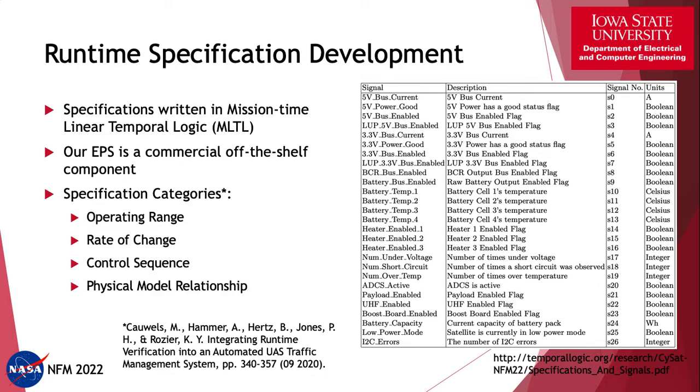To create our specifications, we want to specify about all available signals using the following 4 categories: operating range, rate of change, control sequence, and physical model relationship. Now we will go over a small handful of specs that we have developed.